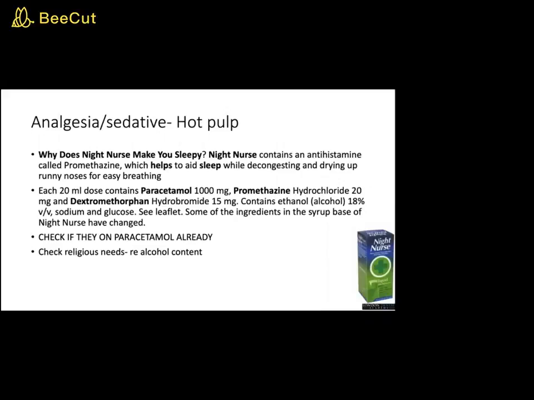Now, in a hot pulp, this is something taught by an amazing dentist that I know. He just gave us a lecture. I've stolen this from him because he advised me this once with a patient I had. We just couldn't touch this tooth.